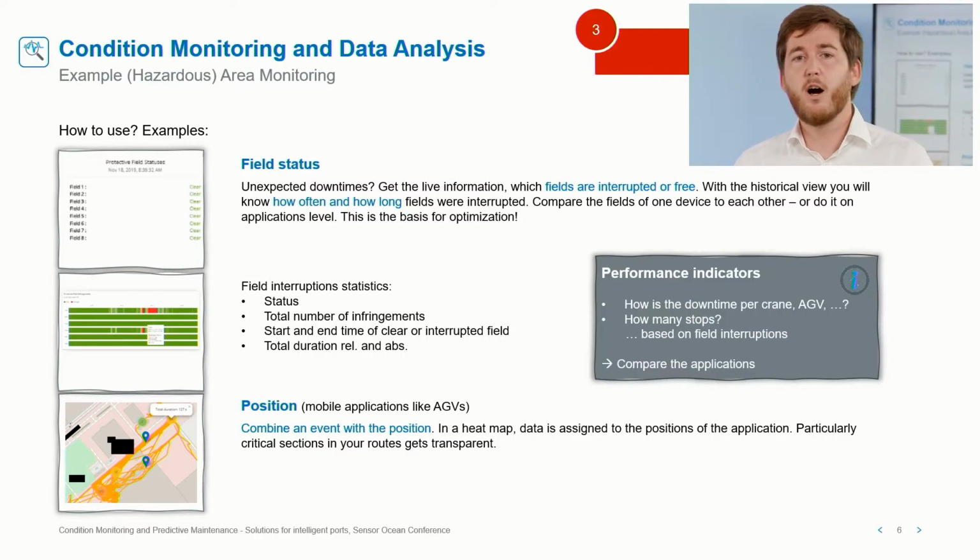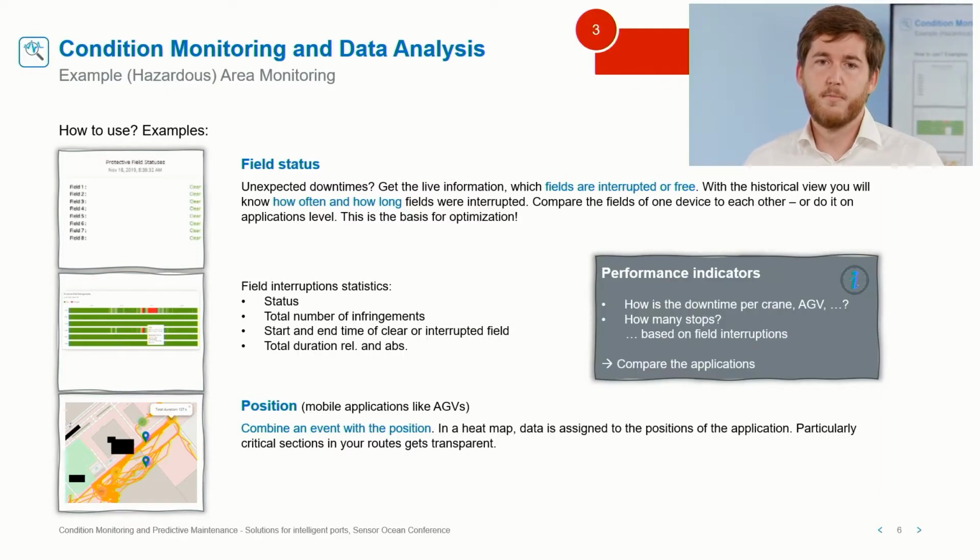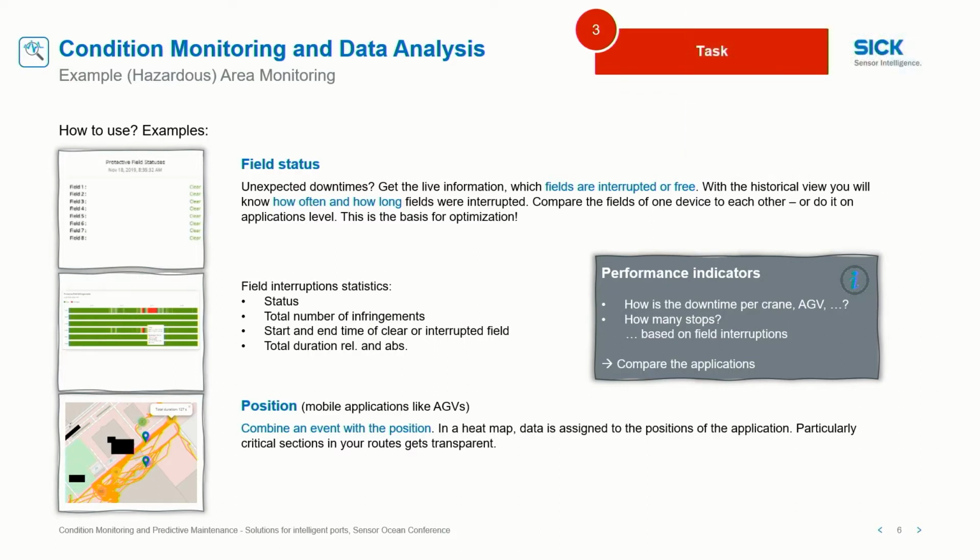You can also get all of the performance indicators. So you can calculate for a crane or HEV, for example, how was the downtime based on the field infringements and compare the applications to each other. So you see, for example, crane number B has 20% more downtime than the other cranes. And so you can do a lot of improvements with this knowledge.